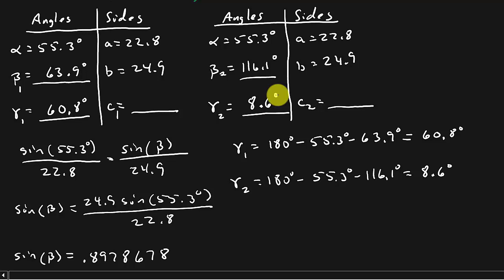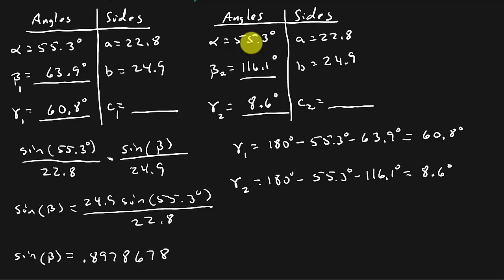Now, remember how I showed you, okay, is there a possibility of two triangles? And I showed you how if I add the 116 and the 55 together, that was less than 180. If that doesn't make sense, see if this makes sense. So we check for the possibility of two triangles.